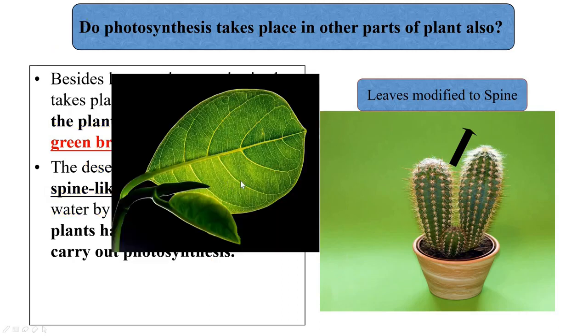So this is the kind of leaf which most of the plants have. It has a large surface area, so it has numerous stomatal openings. And the larger the number of stomata, the larger is the water loss by transpiration. So in desert areas where there is scarcity of water, leaves get modified into spine-like structures so that there is less loss of water through transpiration. So in these kinds of plants, photosynthesis takes place through green stems.